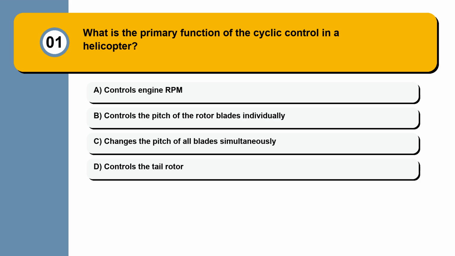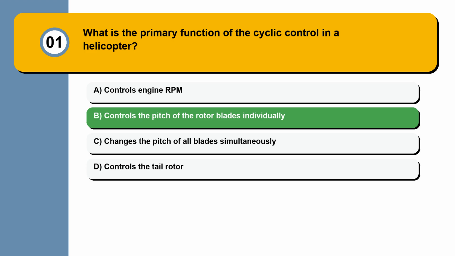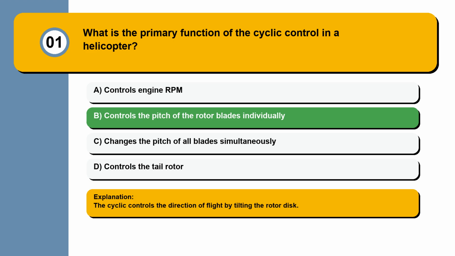Question 1. What is the primary function of the cyclic control in a helicopter? Controls engine RPM. Controls the pitch of the rotor blades individually. Changes the pitch of all blades simultaneously. Controls the tail rotor. The cyclic controls the direction of flight by tilting the rotor disc.